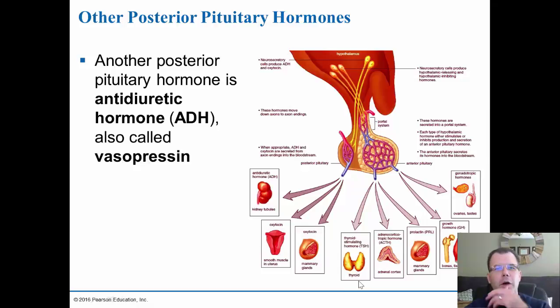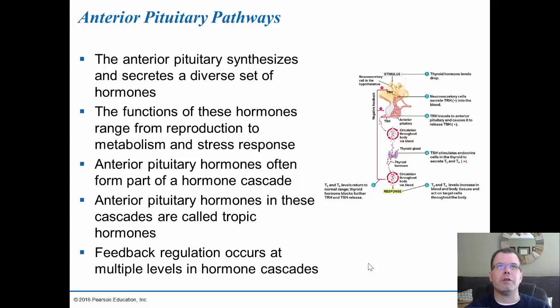And so we're going to see all these different things as we go along throughout the rest of the semester. But we're going to talk a little bit about the TSH, the thyroid stimulating hormone, here in a second, and then also talk a little bit about the adrenal glands as well.